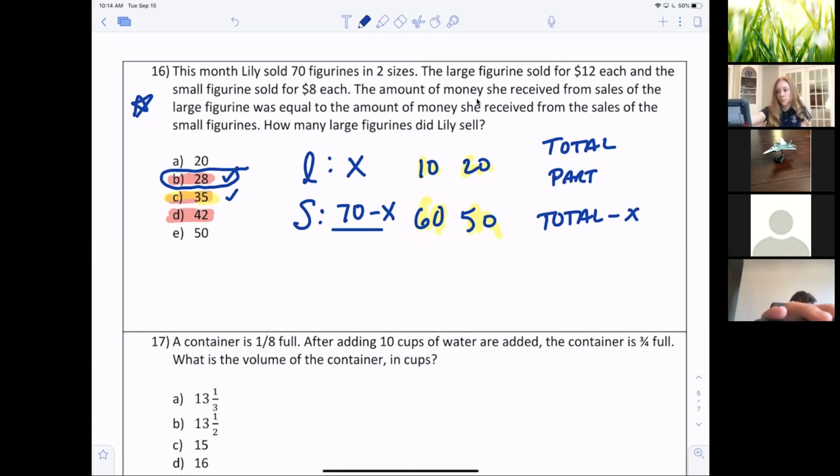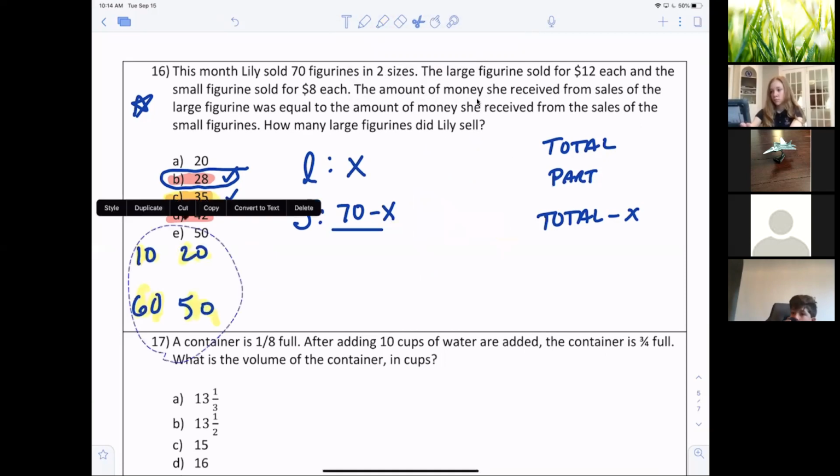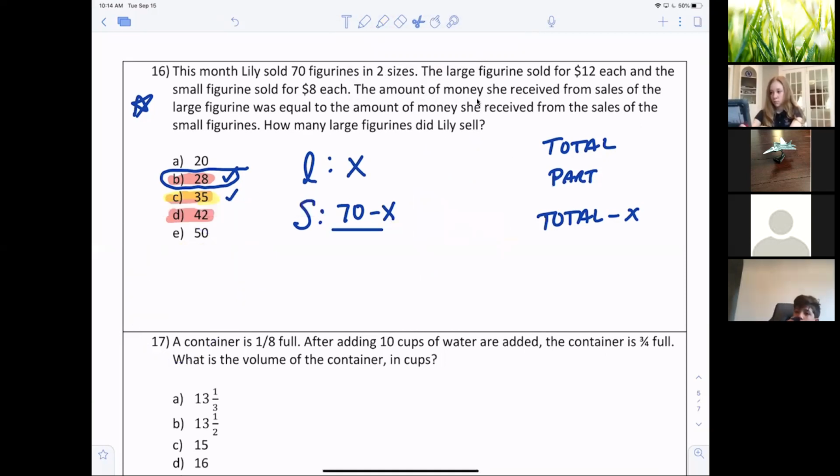Okay, now take a deep breath. Come on now. I want to write the equation. I want to volunteer for the equation knowing that the large figurine costs how much? $12. So I need everybody to put next to the large, it's going to cost me $12. And the small is going to only cost me what? $8.